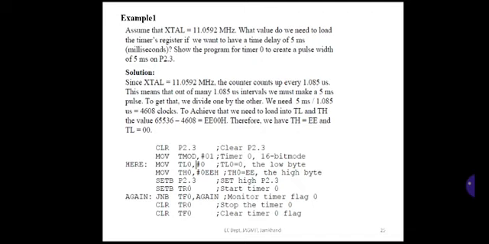Since the crystal frequency is 11.059 megahertz, the counter counts up every 1.085 microseconds. So this means that out of many 1.085 microsecond intervals, we must make a 5 millisecond pulse. To get that, we divide one by the other. That is, we need 5 milliseconds divided by 1.085 microseconds. So we are going to get 4608 clocks. To achieve that, we need to load the TL and TH values.